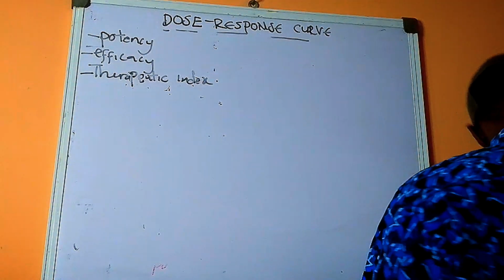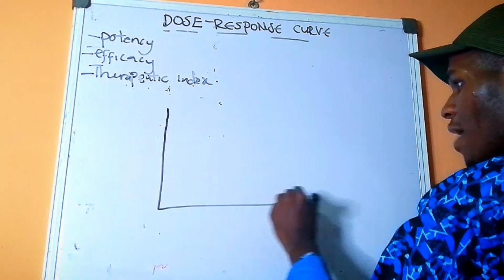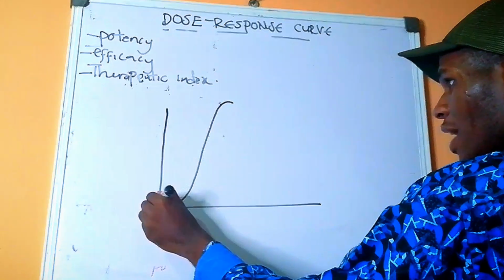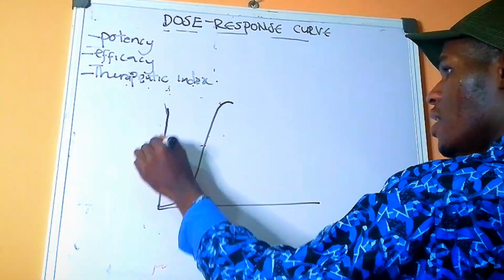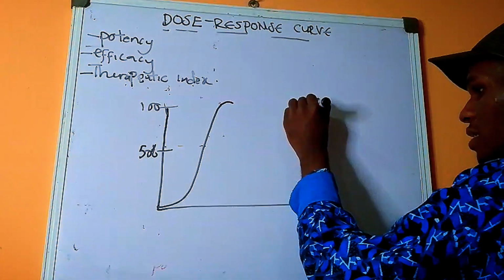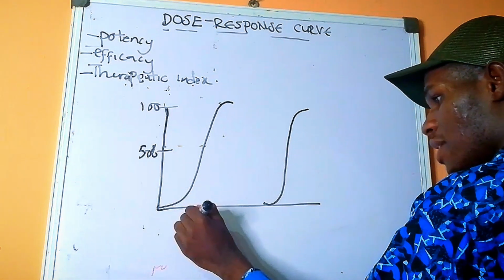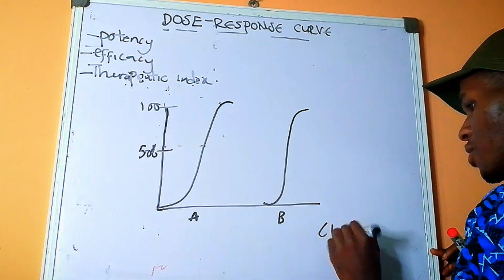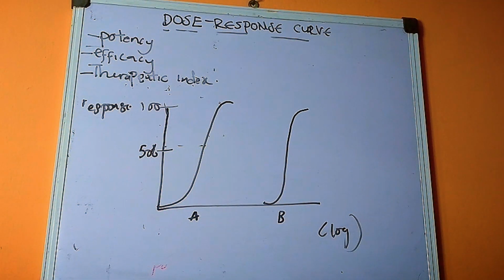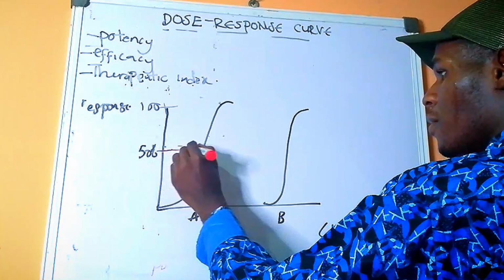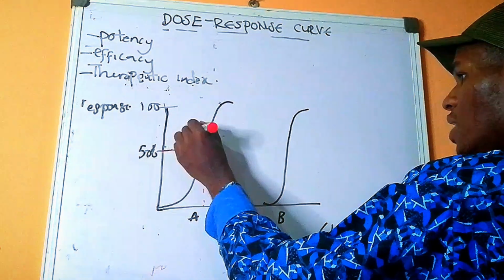So let's say I have a graph. I have this particular drug at this concentration, let's say 50%, 100%. I have another sigmoid curve at this particular concentration. Let's say at this concentration A, concentration B, and of course my concentration is a logarithm. This is my response. ED50, I'm dealing with those.